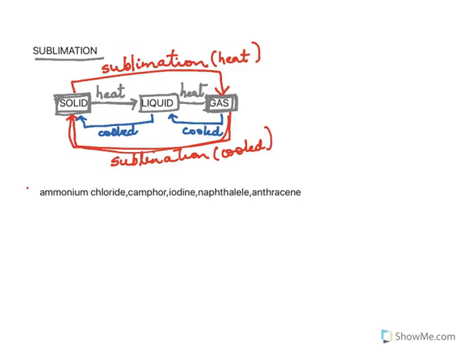Like ammonium chloride, camphor. We use camphor balls to keep away moths in the clothes. Then we have iodine, naphthalene, anthracene. All these substances sublime. What we mean by sublime is that when all these are heated, they directly give a gas from a solid.